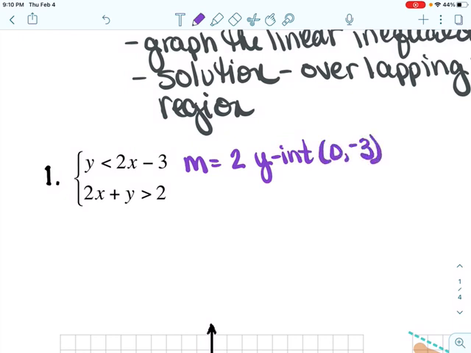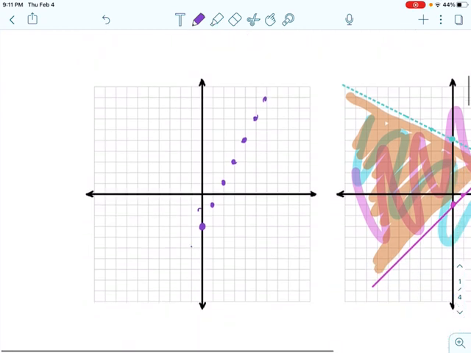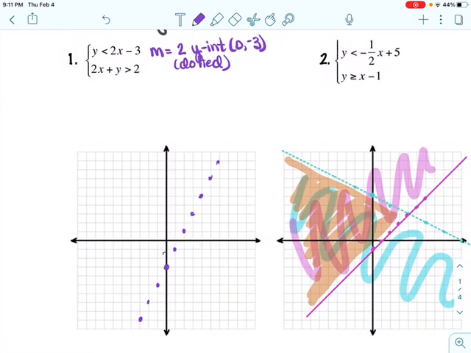Now we also need to determine whether the line is included or not included in our inequality. Remember, it's not equal to, because it's just a less than, which means our line is not going to be included, so we're going to do a dotted line, or dashed, whichever way you want to think about it. And we have to determine which side we're going to shade. So let's graph our line first. We start at 0, -3. Our slope is up 2, right 1. And we're going to have a dotted line because it's just less than.